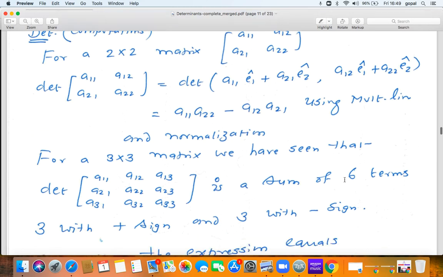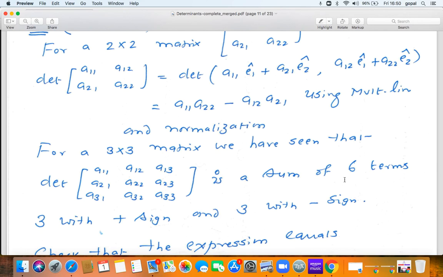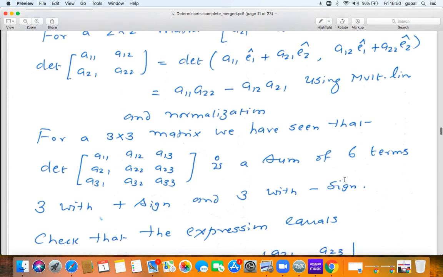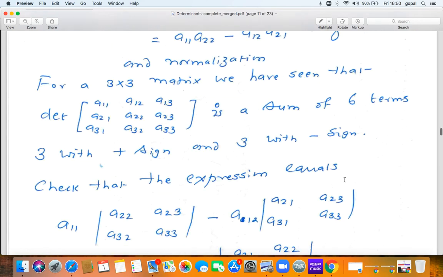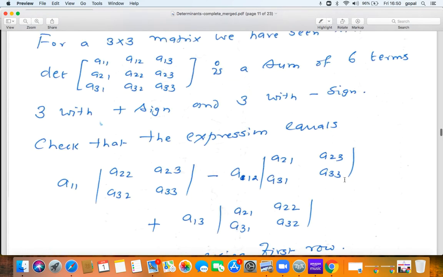For a 3 by 3 matrix, we have seen that this determinant is a sum of 6 terms. 3 of them appear with plus signs and 3 of them appear with minus signs. I want you to write down all the 6 terms in detail and check that that expression exactly equals A11 times the 2 by 2 determinant A22, A23, A32, A33.